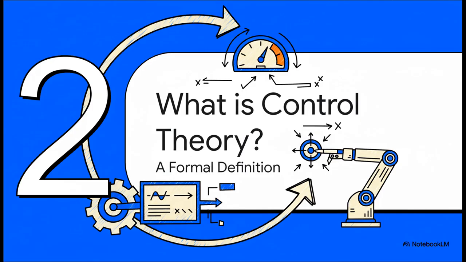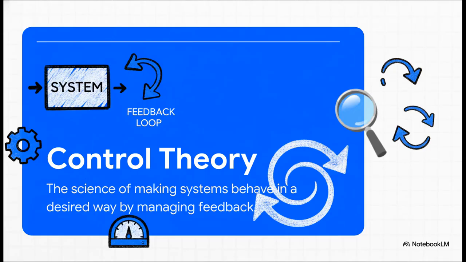What exactly is control theory? At its core, control theory is the science of making systems, any system really, behave the way you want them to. And the magic ingredient, the absolute game changer in all of this, is one little word: feedback.